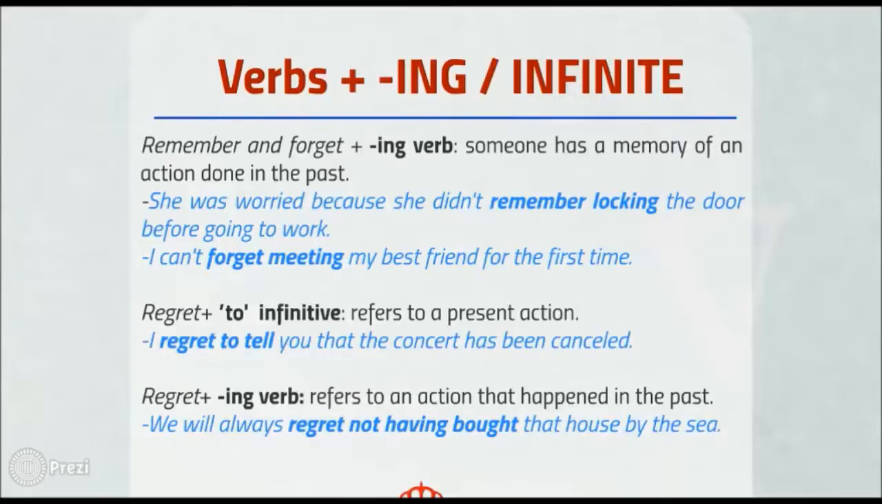Regret plus to infinitive refers to a present action. I regret to tell you that the concert has been cancelled. Regret plus -ing verb refers to an action that happened in the past. We will always regret not having bought that house by the sea.